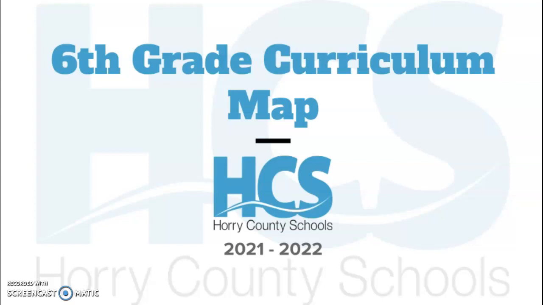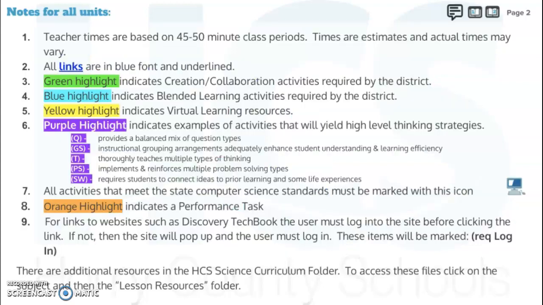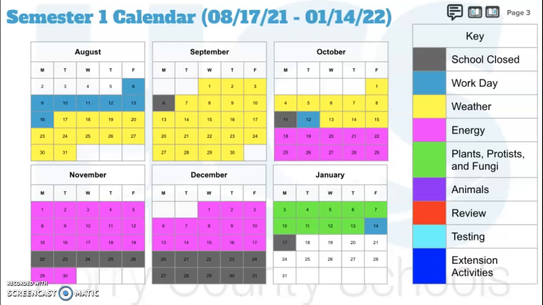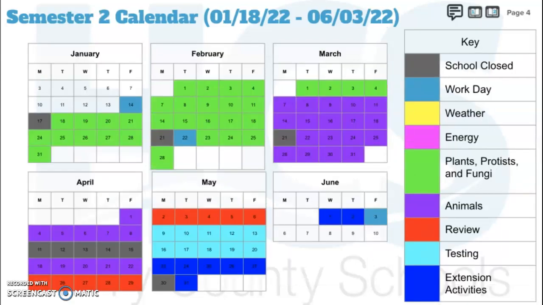So, first thing is on the second slide, you'll be able to see kind of a key. You'll want to pay attention to this key and what the different highlights mean. The next thing to pay attention to is the pacing. We've got it by semester, okay? We've given plenty of time to review at the end, to test, and then there's a little bit of enrichment. As you know, 6th grade science is tested.